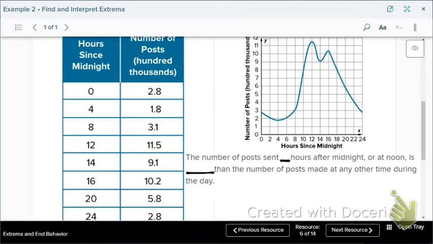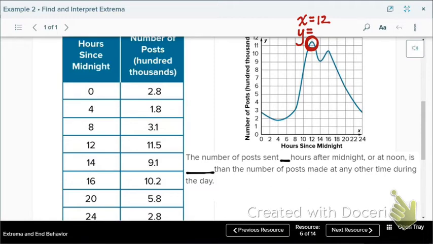Where do you guys see the highest point? Ballpark it for me. Right about right here, where x is 12 and y is about what? Y is about 11. If I come over here and look on the table, could I get more precise using the table? What does it have?